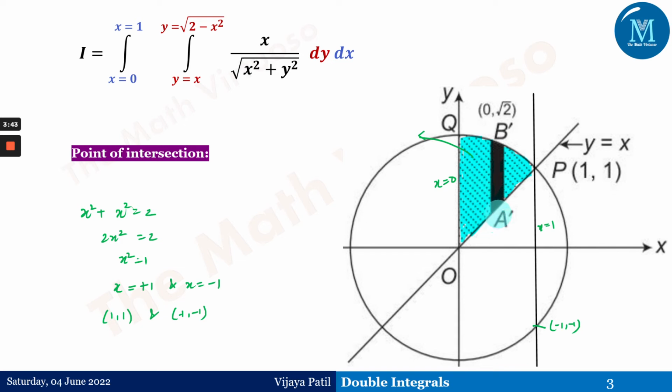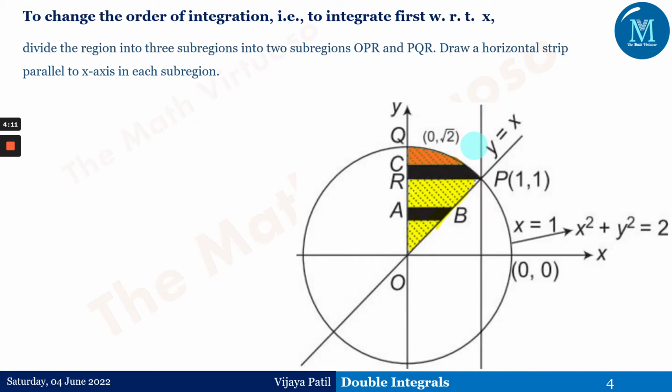Now, the inner integral is given to us with respect to y. That means we have to take the strip parallel to the y-axis, and A dash B dash is the strip parallel to the y-axis. The lower end is on the line, the upper end is on the circle, and the movement of this strip parallel to the y-axis is from 0 to 1, and that's the reason this is the region we needed for this particular example. Now we have to do the change of order of integration, and we have to evaluate.